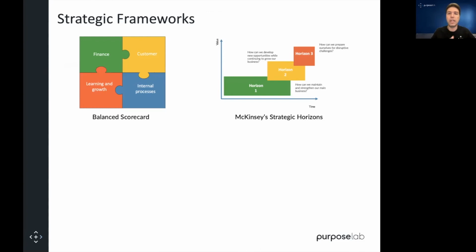So for example, horizon number 1 is your today. So what is happening today? What is your main business today? And what do you need to make sure that that continues to be an important source of revenue for your organization? But you can always think about horizon 3. So what will happen in the future? What will change in the future, and how can we prepare ourselves?